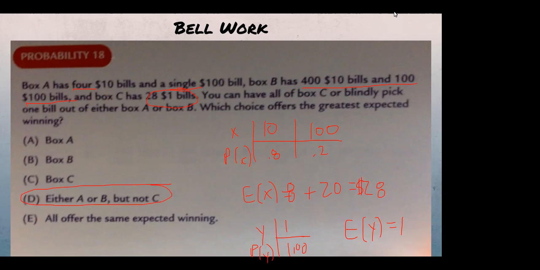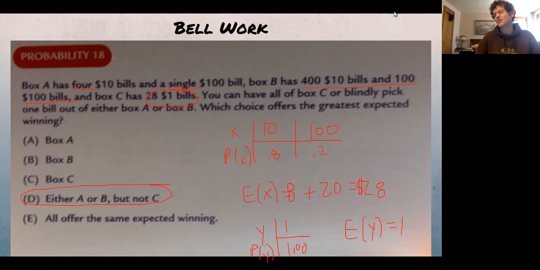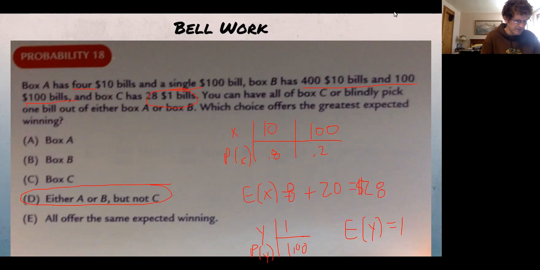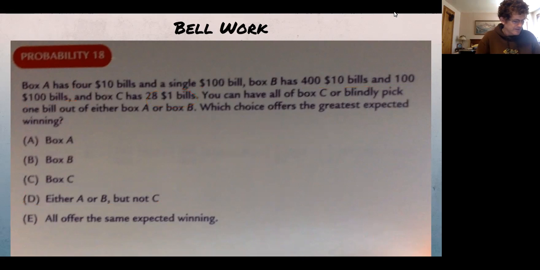Doesn't it say you can have all of box C? So wouldn't that be $28? Gosh, I don't read things right. I never read things right. And this is why I would fail the AP test, and which is why I don't take it, but I try and get you guys ready. Yes, they all have the same expected winning. Okay, thank you so much for catching that.